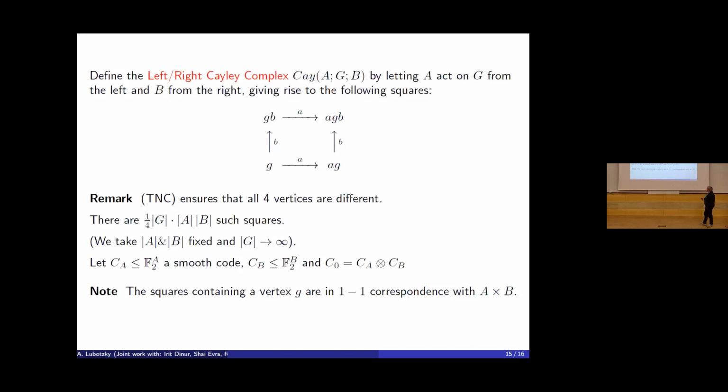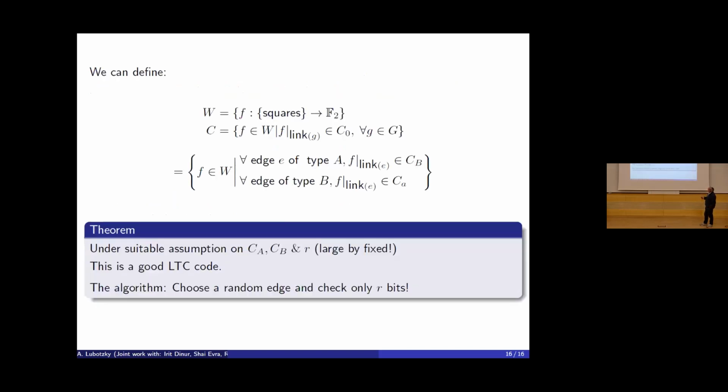If you think about it for a second, look at the squares around a vertex. If you look at the squares around the vertex G, there is a one-to-one correspondence between all the squares touching G and the product A times B. Now here is my code. We can define the following. W, the full space, will be all functions on the squares. So its dimension is the number of squares, which is 1/4 A times B times G.